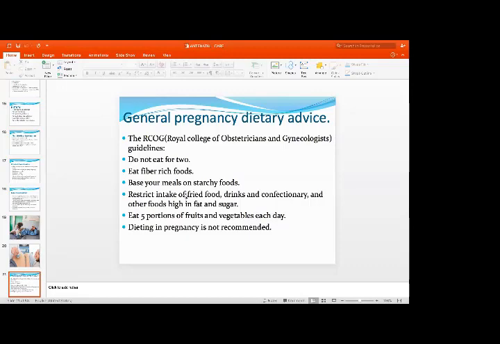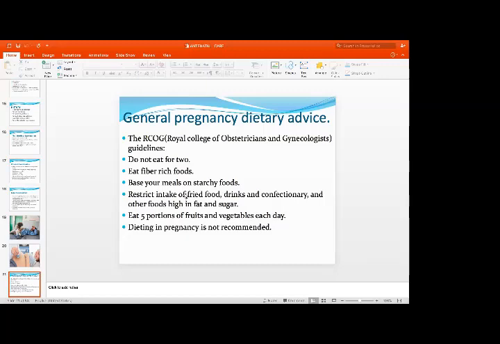Secondly, she should have fiber-rich foods, which have an increased amount of fiber. It includes fruits, fresh fruits, vegetables, and cereals, which contain a lot of fiber. So she should take a fiber-rich diet. She should also base her meals on starchy foods, which have increased carbohydrate content, like wheat, flour, potatoes, bananas. So these are the foods which should be taken more.